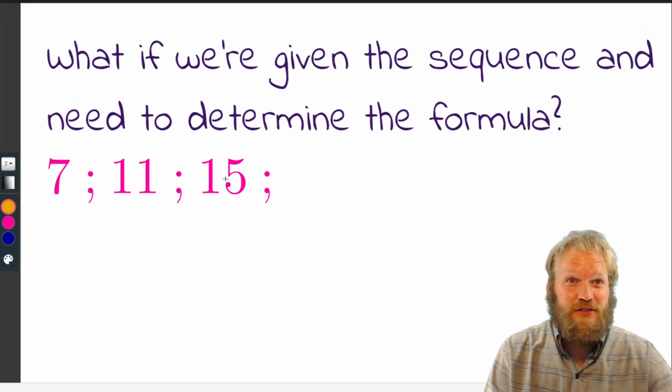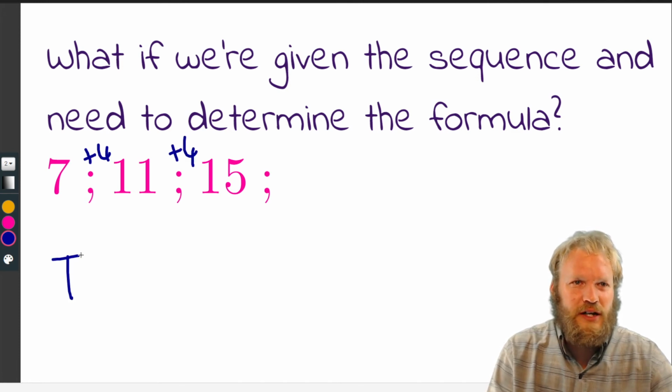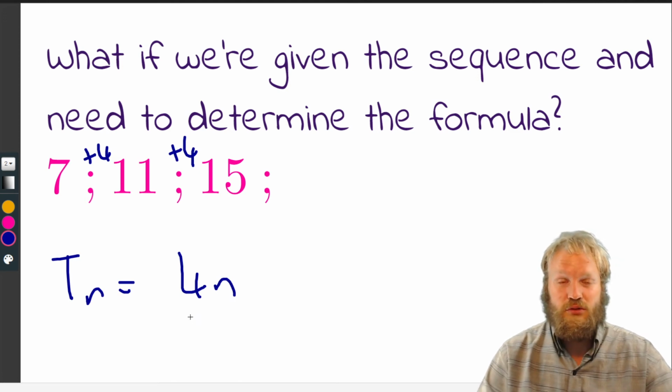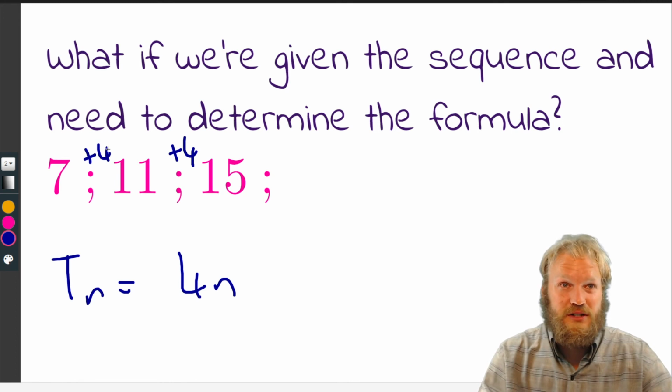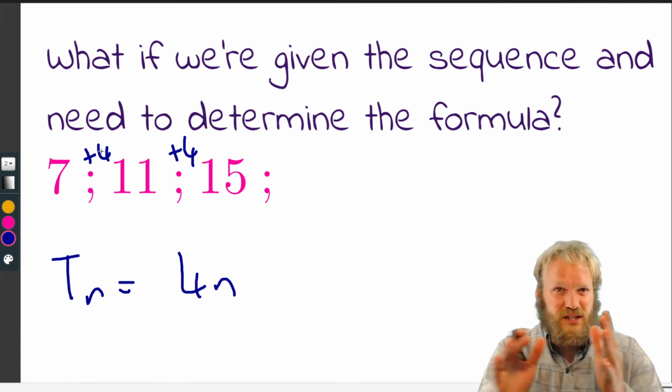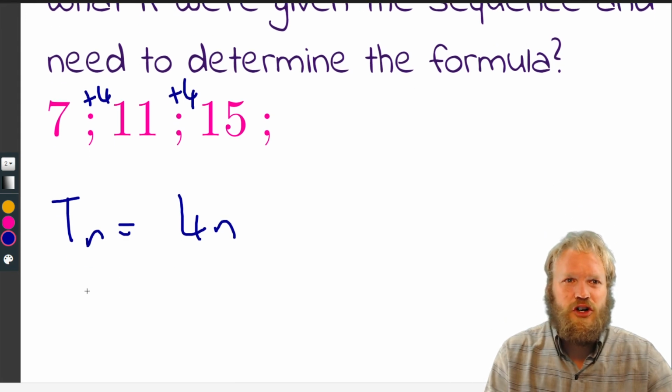So we've got 7, 11, 15. What are we adding each time? Well, we're adding 4, right? So we've got this plus 4 plus 4. So we know that Tn equals 4n. That was what we had before. The jump, this distance, this common difference, was 4. So we've got 4n.